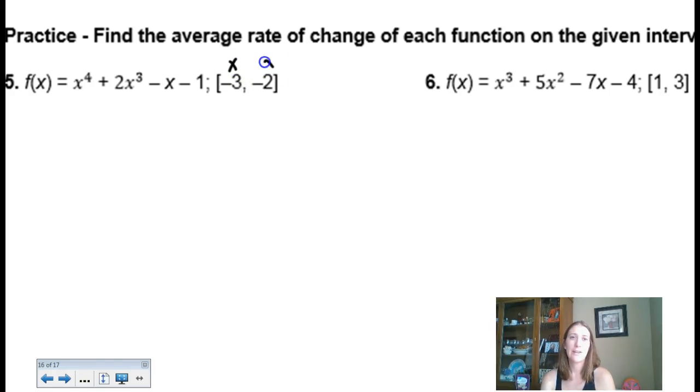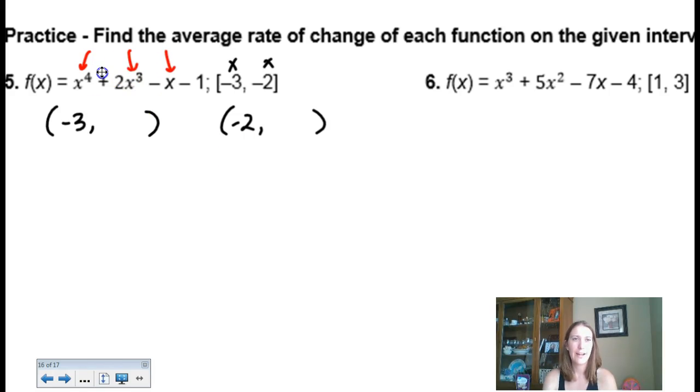These are 2 x values that I'm going to be using, which means I like to write them as ordered pairs: (-3, something) and (-2, something). Now, the something is what you have to figure out. If you plug in -3 for all your x's into this function, I already did this, so I'm going to cheat and get it. You get 29. Same thing this time: plug in -2 for all your x's into that function. I already did it. I got a 1.